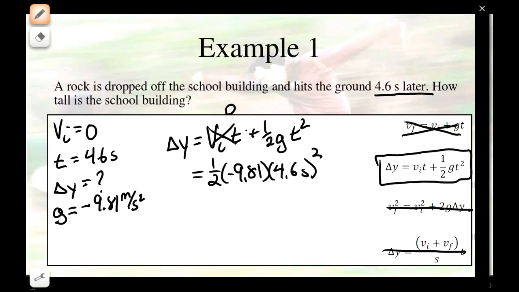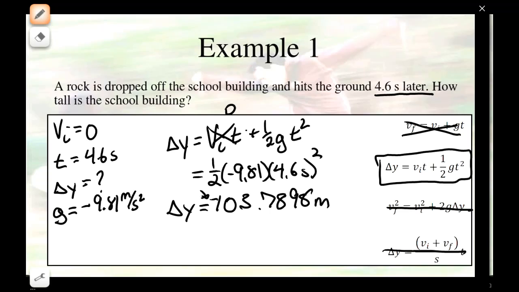I'm going to get delta y equal to negative 103.7898 meters. Now, it gives me a negative number, and the reason why it's negative is because my final vertical position is actually lower than my initial vertical position, and that means that the object has traveled down. So this negative sign just means my displacement is in the downward direction.